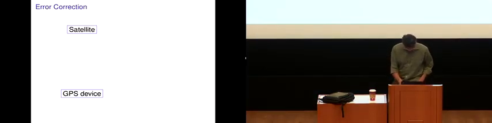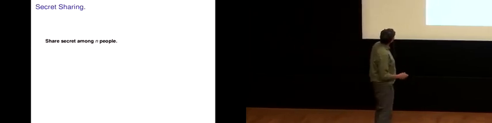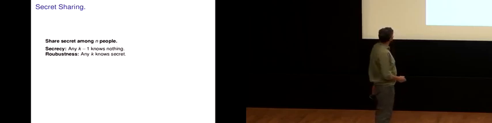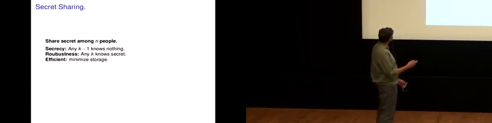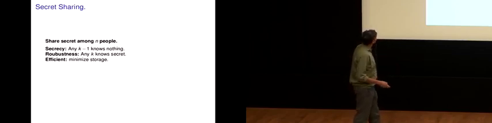Okay, so today, what are we going to do? We're going to do secret sharing. Why are we doing this? The other example is much better. So, any k minus 1 know nothing. This is what we're going to do. Any k knows the secret, right? I was working on these slides just before. That's why parts are commented out. It takes a long time to compile.